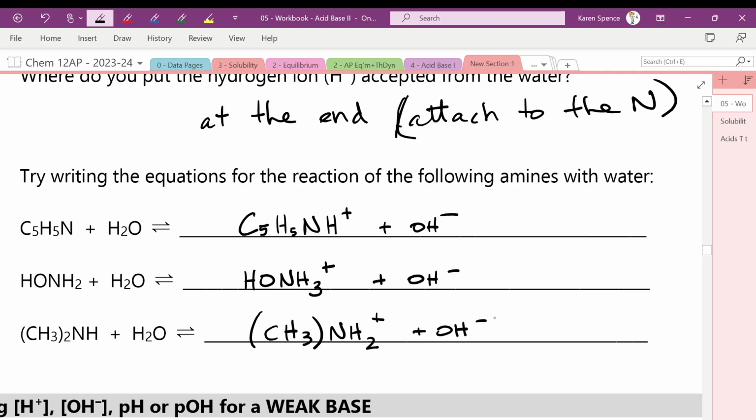Is it good? Did I do them right? I just stuck another H on the N and added a plus sign. Yeah?